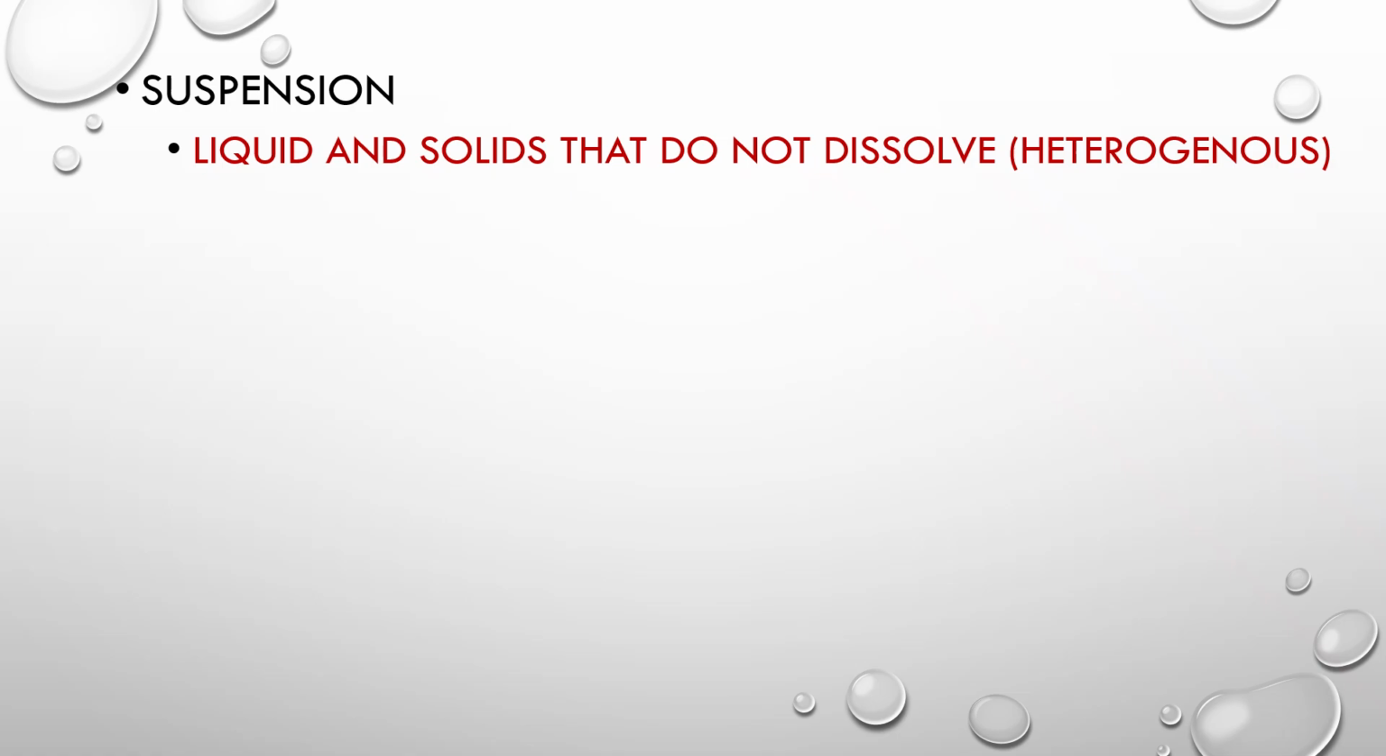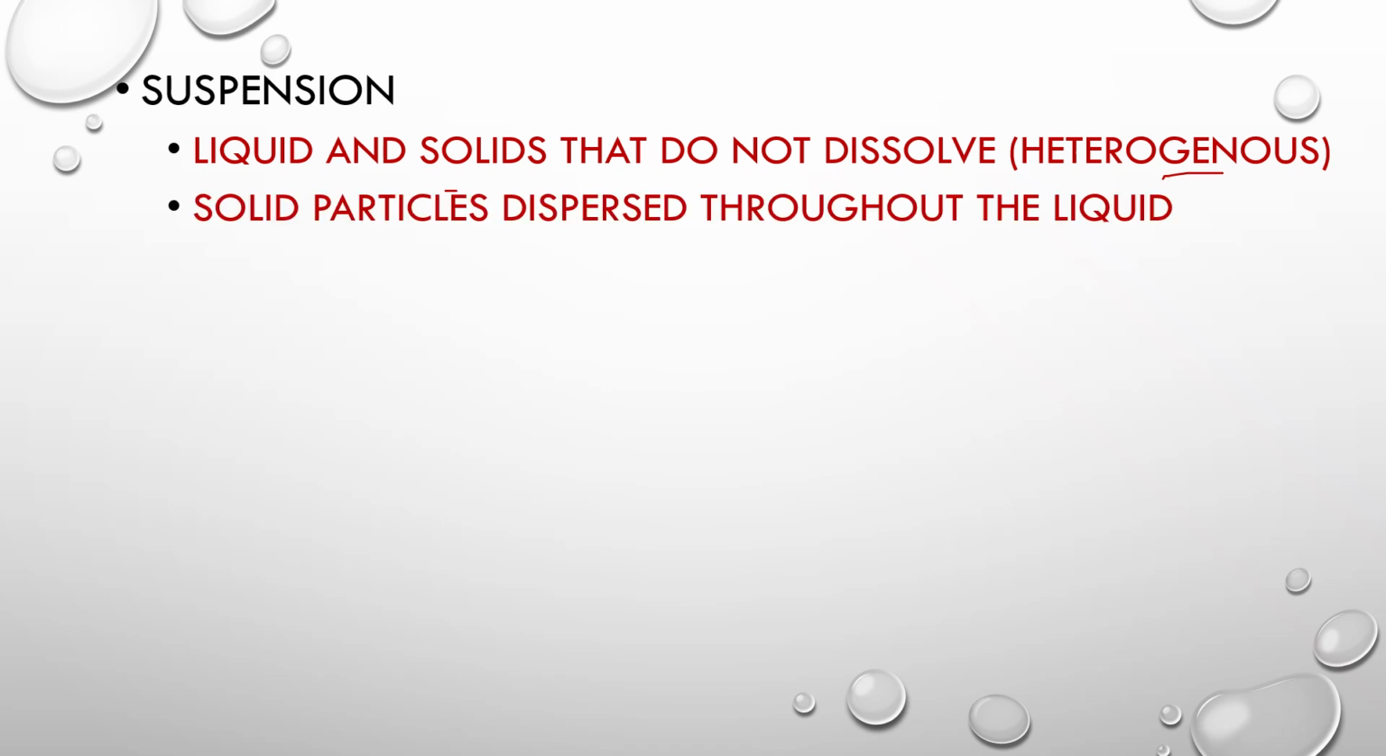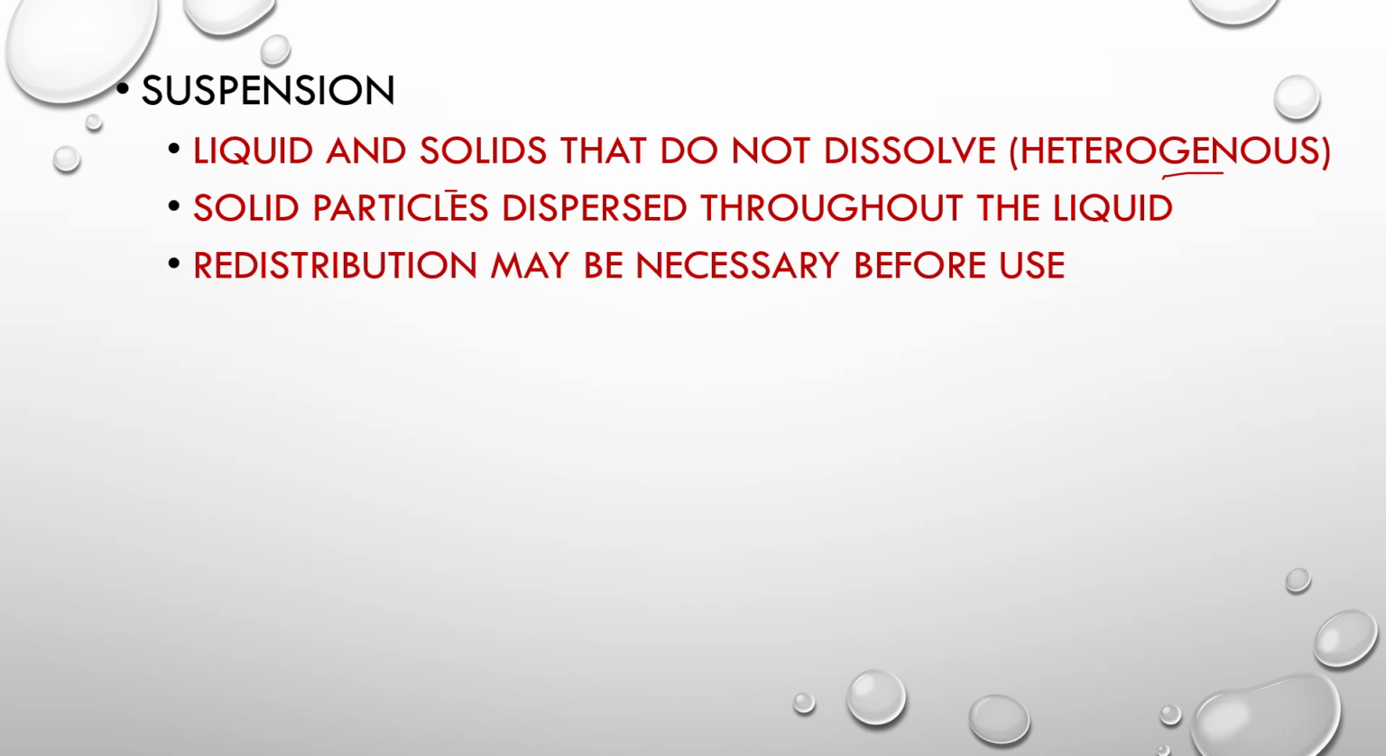Now we also have suspension. So these again are still types of liquids. So we have our volatile liquids, our emulsions. A suspension is where now we're combining a liquid and a solid. So emulsion, two different liquids, don't really combine. Suspension, we have a liquid and a solid, but like the emulsion, they're not mixing well, so they're heterogeneous. So here the solid particles are dispersed in the liquid. So again, redistributing them, shaking them up really well before administering them is important.